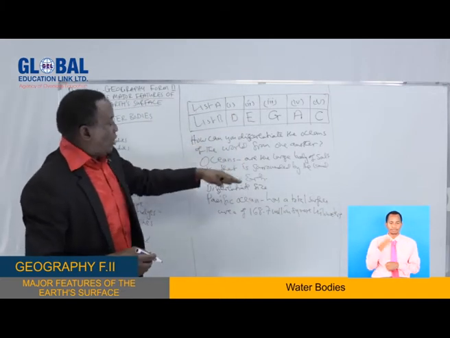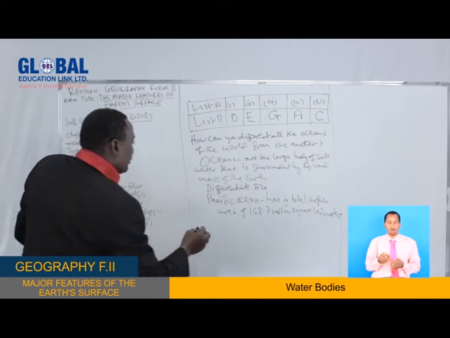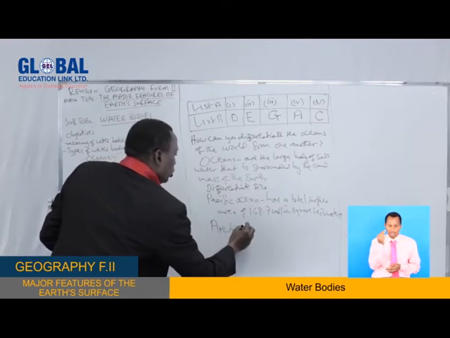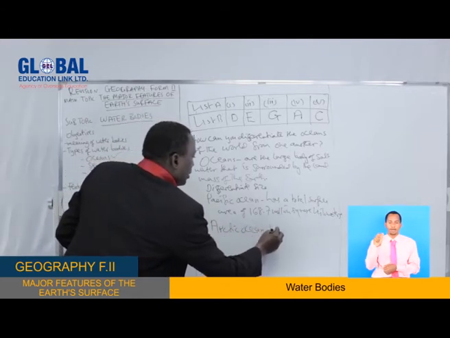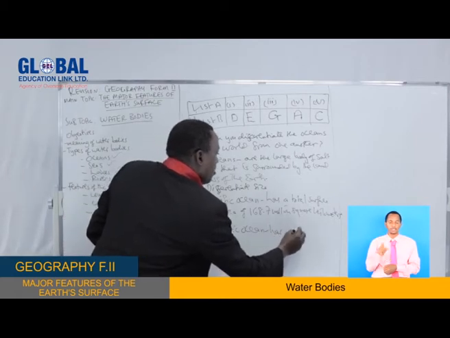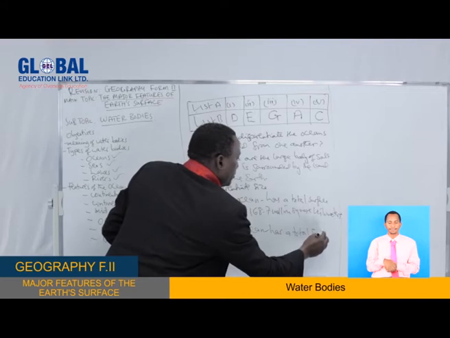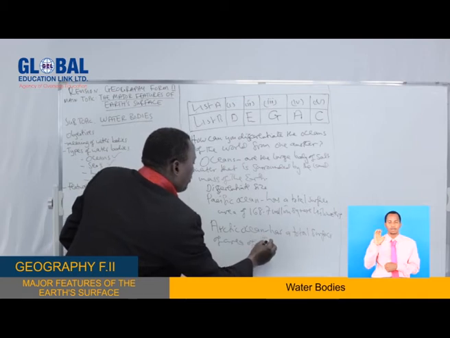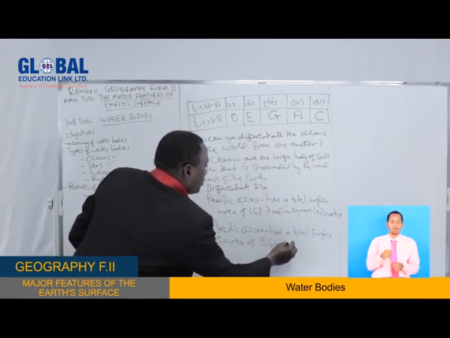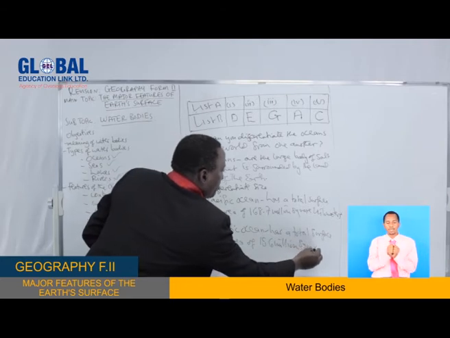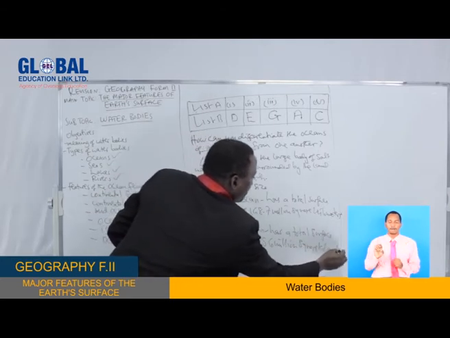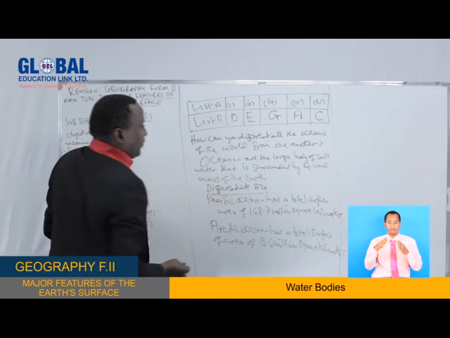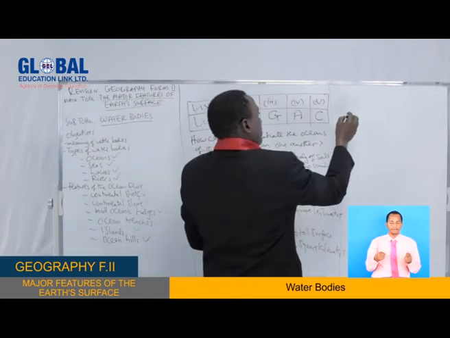And you can differentiate with the smallest one. Say the Arctic Ocean has a total surface area of 15.6 million square kilometers. That is on the size. You can differentiate also by positions.